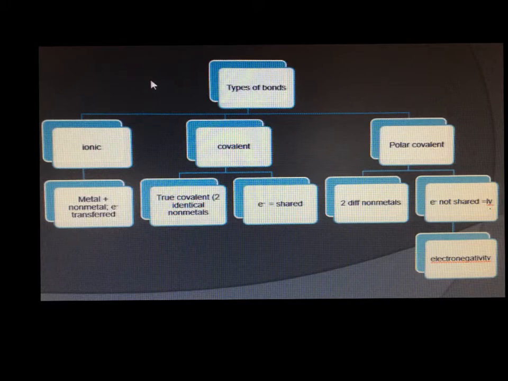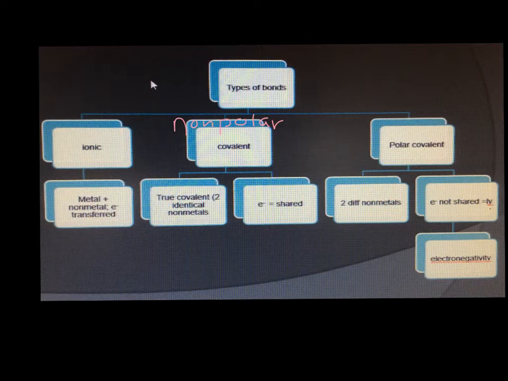So we've learned about ionic compounds. We know that there's a metal and a non-metal and electrons are transferred. We know covalent compounds have shared electrons. However, we are now going to classify a covalent as either a pure covalent or something that we call non-polar, or a polar covalent compound. Take a look at the difference between the two. In pure or non-polar covalent compounds or bonds, the electrons are equally shared. In polar covalent compounds, the electrons are not equally shared.